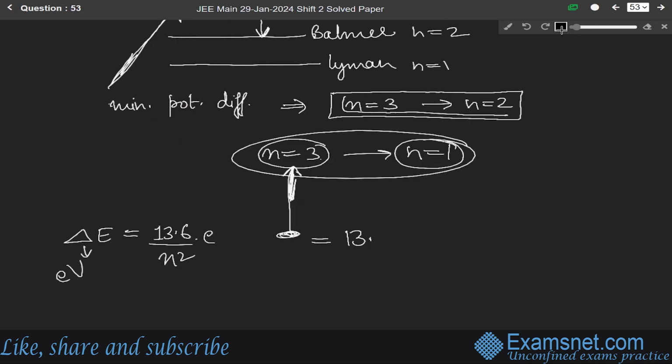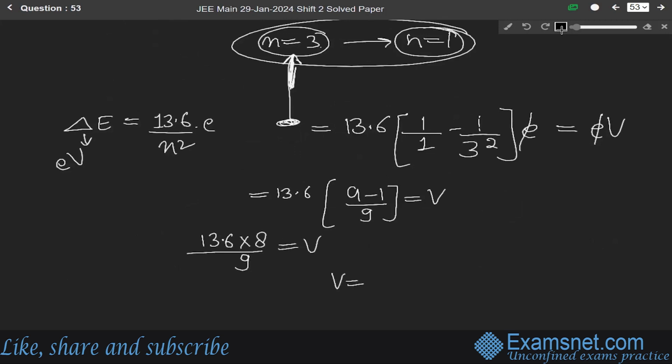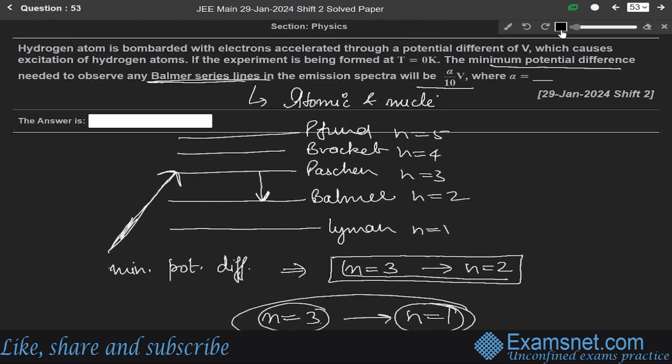Now this comes into electron volt. So 13.6 over n square: 1 over 1 square minus 1 over 3 square, into e. It will be equal to electron volt. So e cancels out. So it will be 13.6 into (9 minus 1) over 9 volt. So it will be 13.6 into 8 over 9. So V will be equal to 12.09 volt, approximately 12.1 volt. So alpha is equal to 12.1.